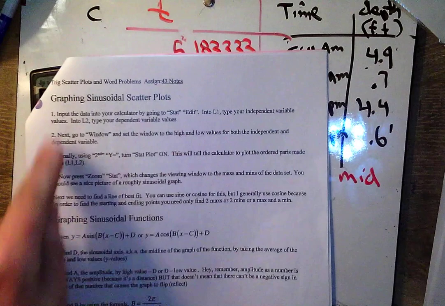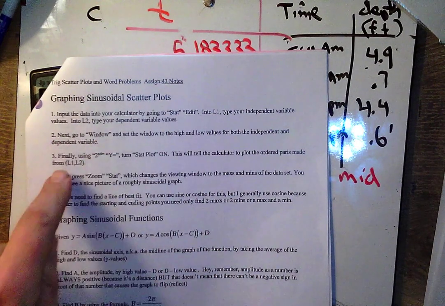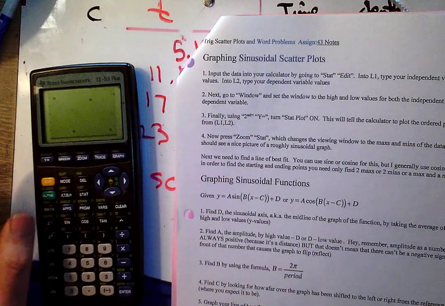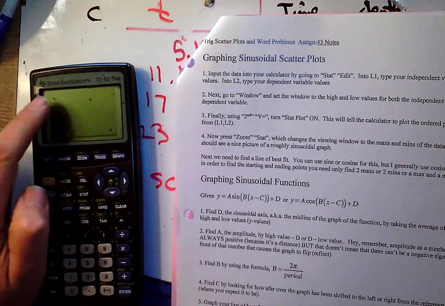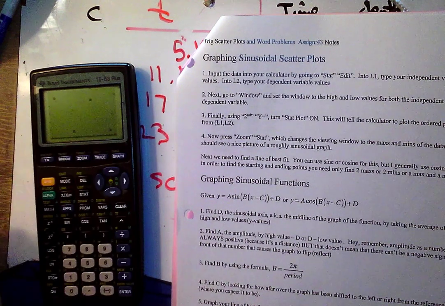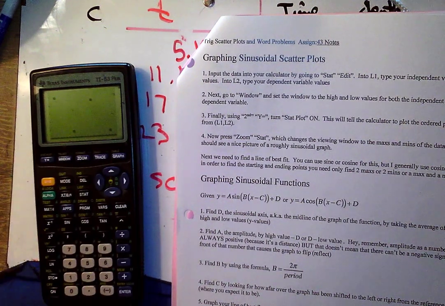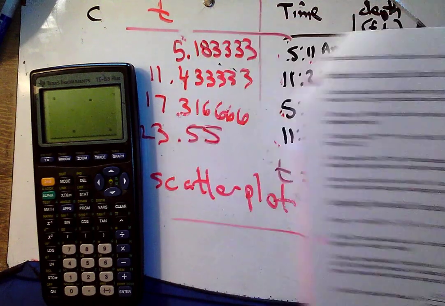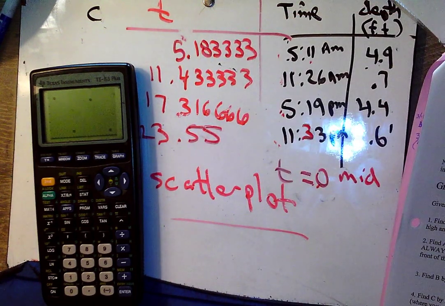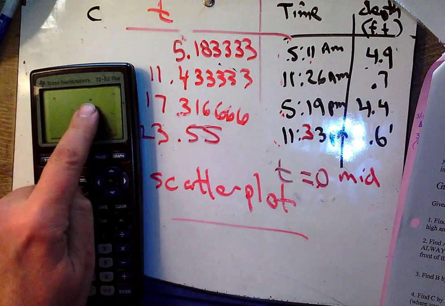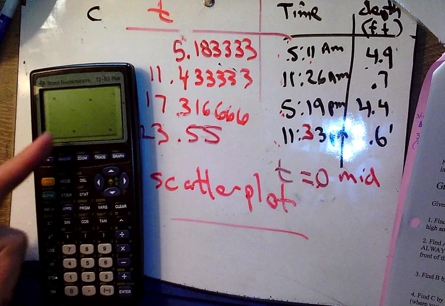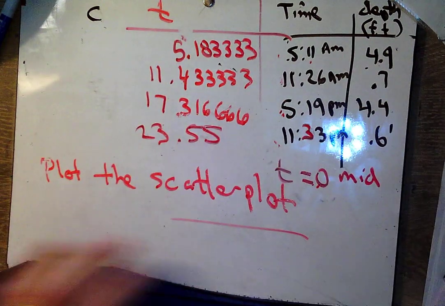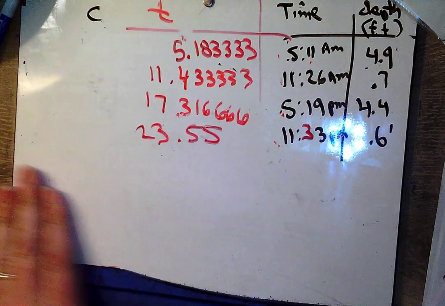Hey, and remember, if you forget anything, it's all right here in this paper, which means it should be in your team right now. Okay, so our goal is to try and build a graph that connects those dots. Next, we need to find the line of best fit. You can use sine or cosine for this, but I generally use cosine because in order to find the starting and ending points, you only need to have 2 maxes or 2 mins to work with. And here we have 2 maxes and we have 2 mins. This is perfect for cosine. Some people use sine. Yeah, sine is really hard.